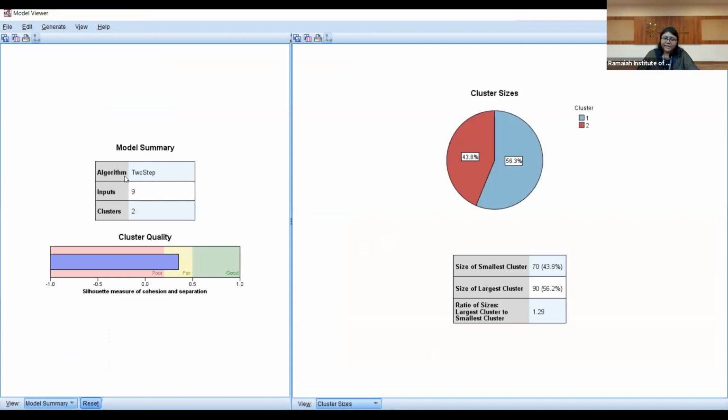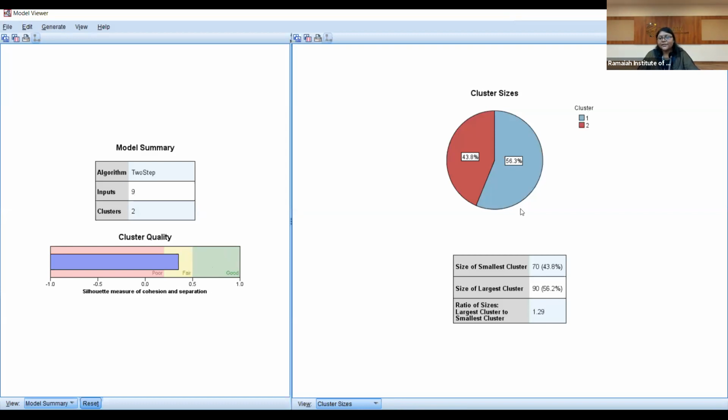If you check the model summary, we are using a two-step algorithm. That means we are using both hierarchical as well as non-hierarchical methods. Now in this case, the 9 input is the total number of variables that you have given for this analysis. And the number of clusters formed is 2. If you check the cluster quality, there is poor, fair, and good. If your cluster quality is good, it is the best. If it is fair, that is okay. If it is poor, that means you need to reconsider either adding new variables or going ahead with some other methods.